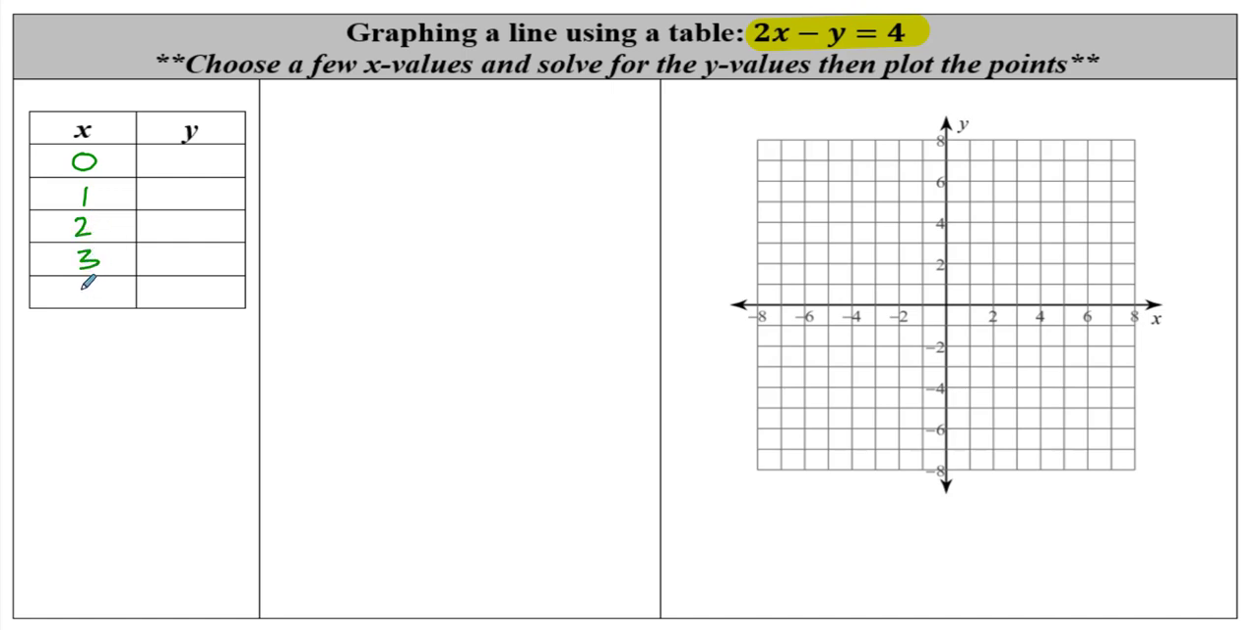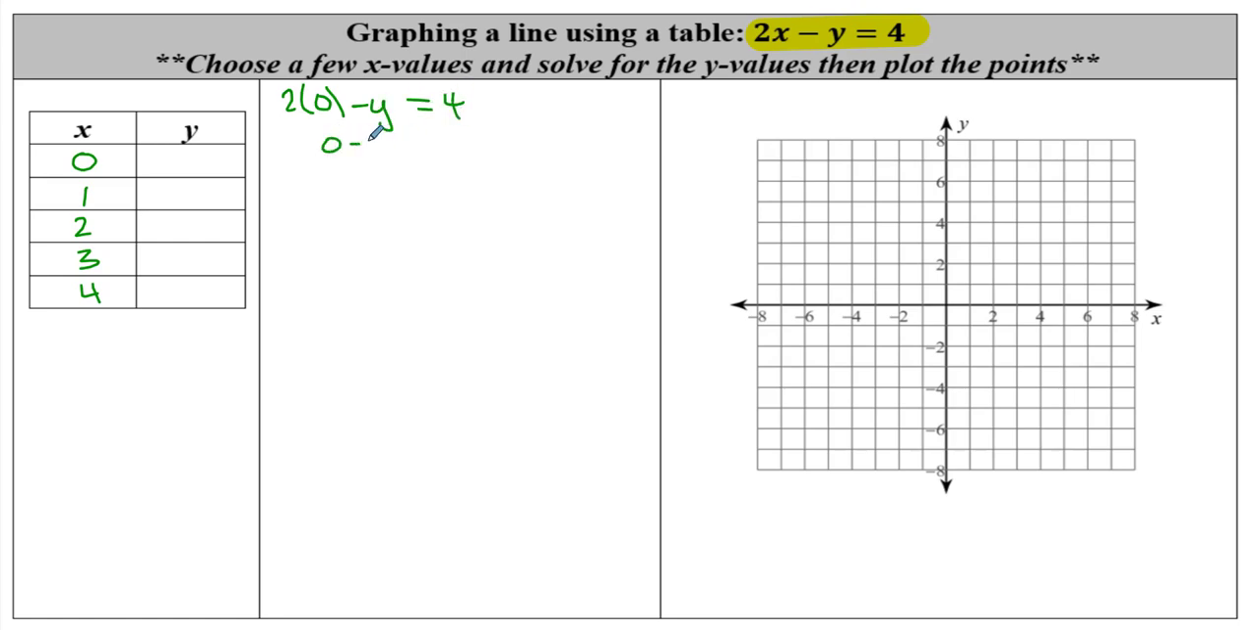So remember, your table might look a little bit different than mine, but at the end of the day, our graph should look the same. So we want to go ahead and substitute this in, and we will do that here. We got 2 times 0 minus y is equal to 4.